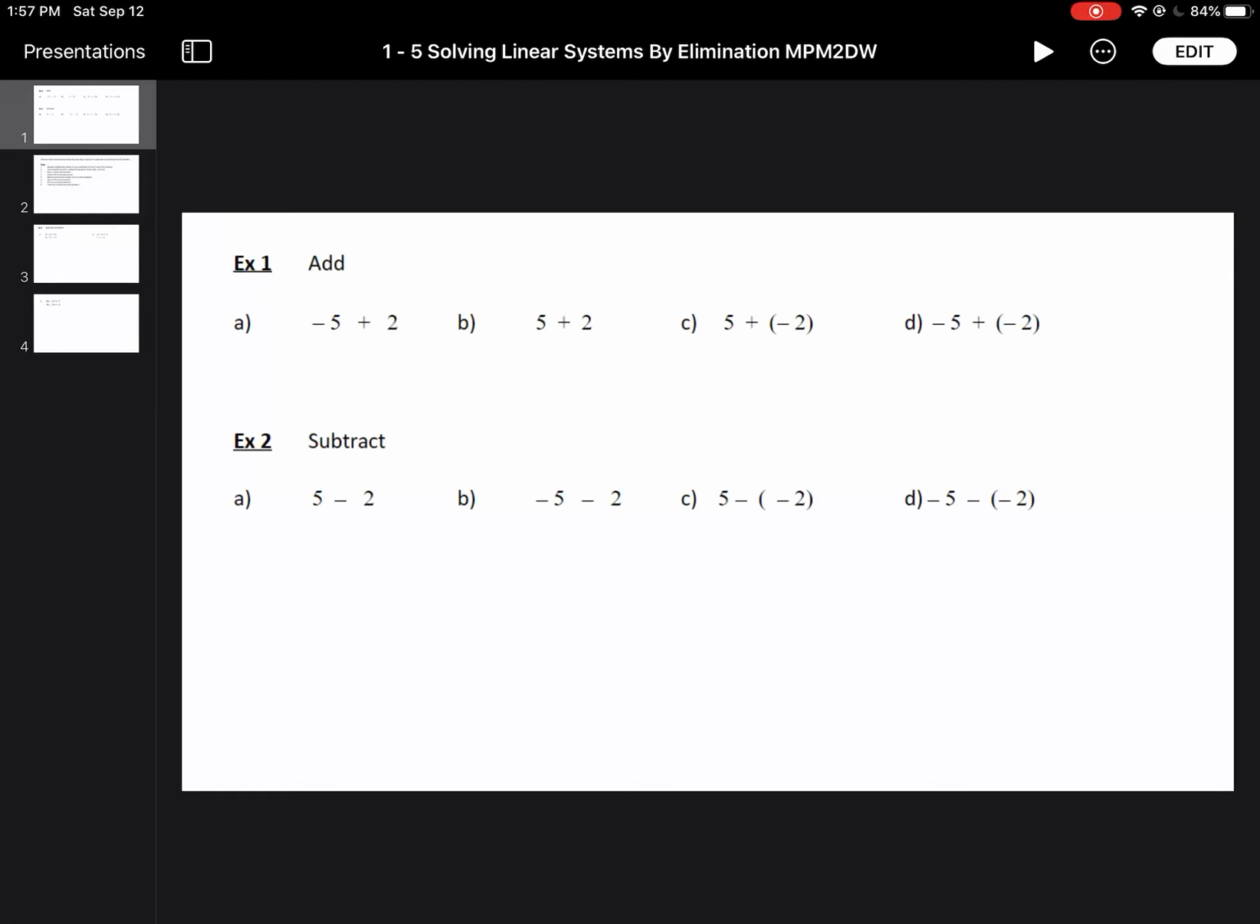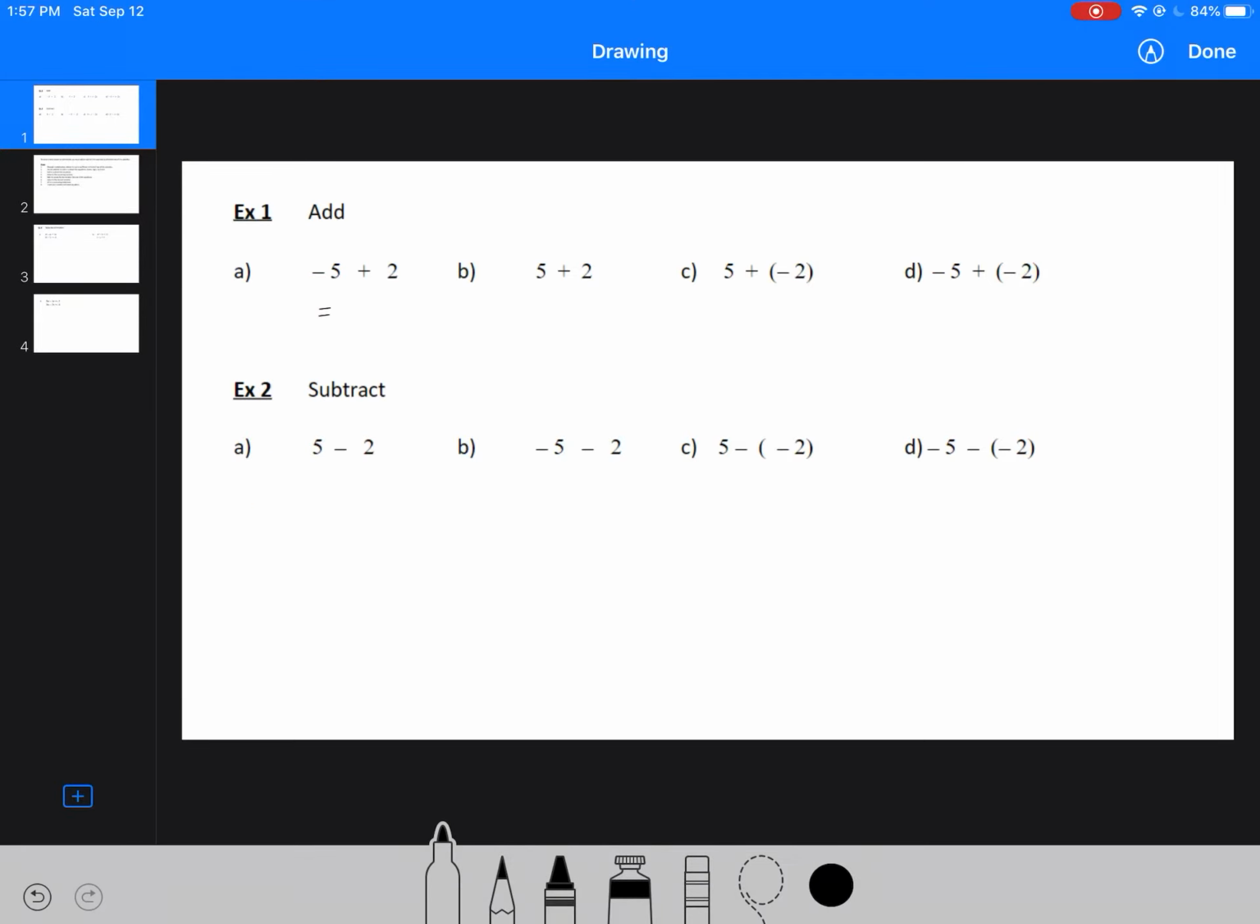Okay, this video looks at another type of algebraic solution called solving systems by elimination. So the first thing that we need to go over is just making sure you're comfortable with adding and subtracting negative numbers. So minus 5 plus 2 is minus 3.